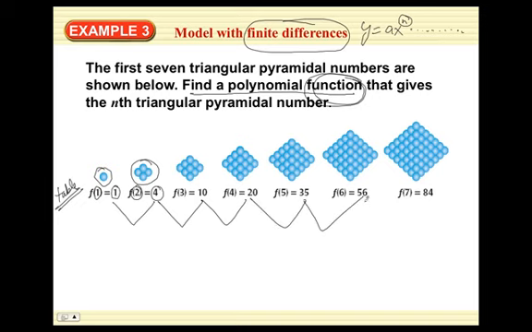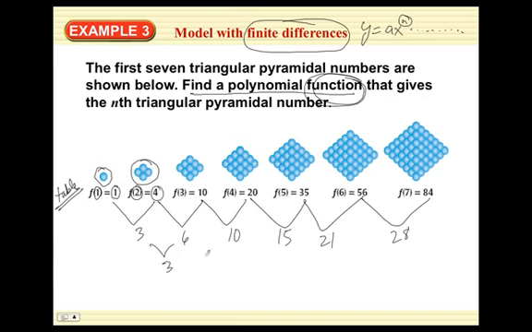Watch. Subtract all the y values. So 4 minus 1, 3. 10 minus 4, 6. 20 minus 10, 10. 35 minus 20, 15. 56 minus 35, 21. And 84 minus 56, that's 28. Okay? So, next. The first order differences are not the same, so do it again.